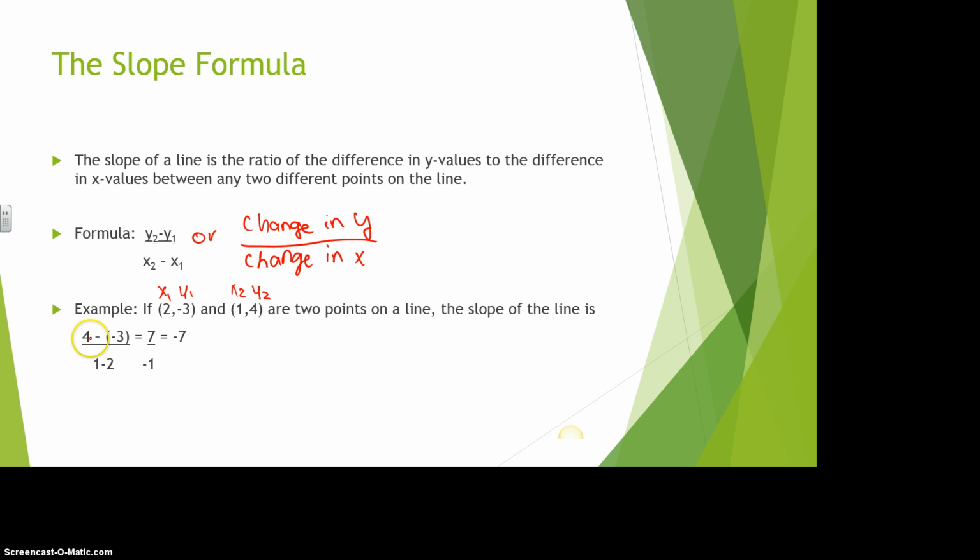So y2 is 4 minus my y1, which is negative 3. Notice my y1 is negative, so I put that in parentheses, over my x2, which is 1, minus my x1, which is 2. Two negatives become a positive, so we can think of this as 4 plus 3, which gives me 7, over 1 minus 2, which is negative 1. 7 divided by negative 1 gives me negative 7, and that will be my final answer. So my slope is going to equal negative 7. Notice I simplified it: 7 divided by negative 1 is negative 7.